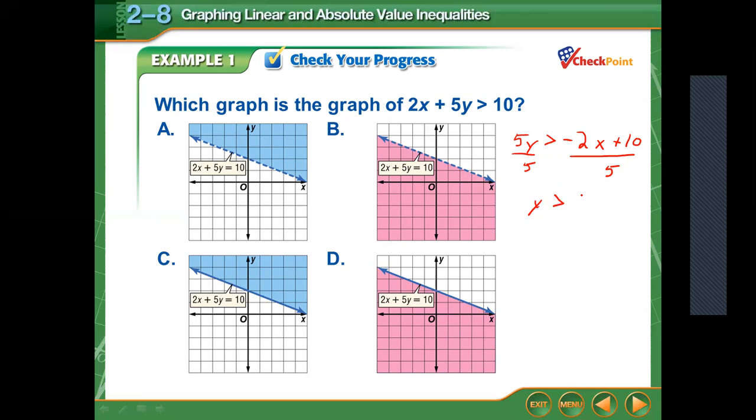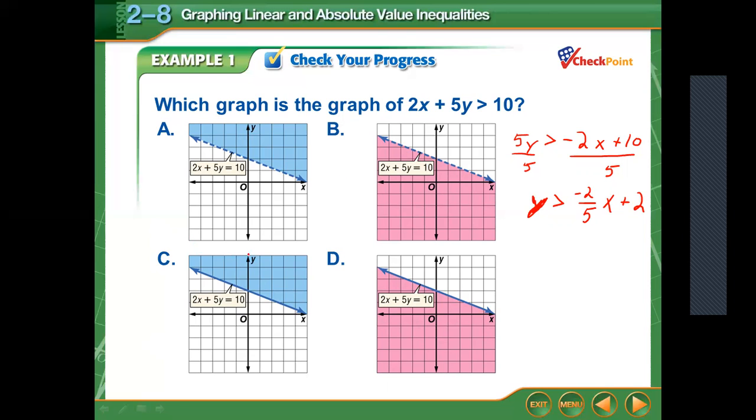So we get y is greater than or equal to negative 2/5. And I don't know why I said equal to. Y is just greater than negative 2/5 of x plus 2. So now that I know that y-intercept and the slope, what's more important than that, though, is the fact that it's shaded above. Why is it shaded above? That y looks even uglier now. It's shaded above because y is greater than.